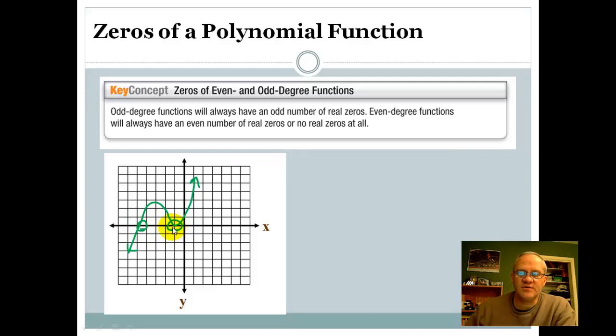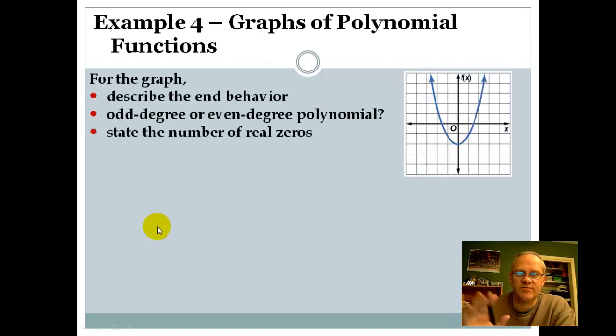And then the same thing with even degree functions. You're either going to have an even number of zeros, so you've got 2, or possibly you could have no zeros, which would mean your graph looks like this and doesn't cross at all. Okay, so just a couple of things to be aware of. All right, let's take a look at a couple more examples and we're done.